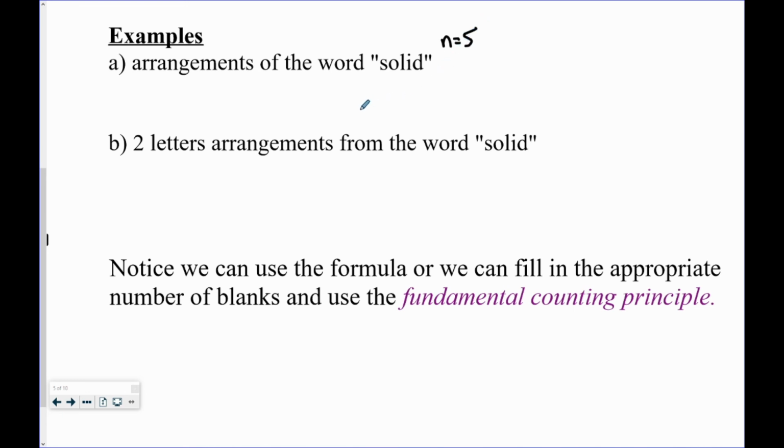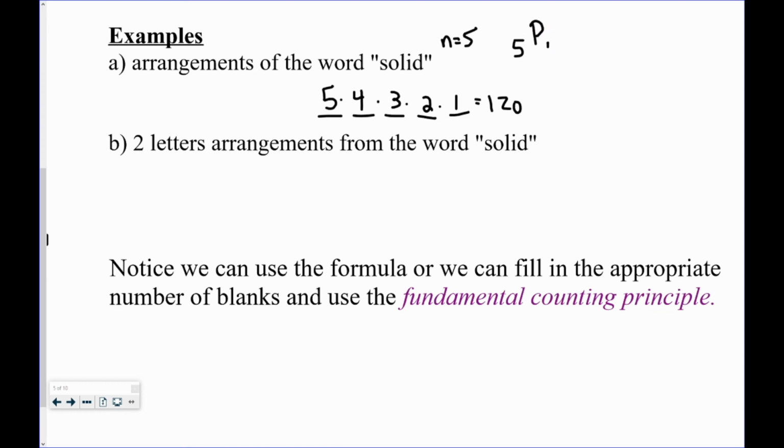Okay, now I'm actually not a huge fan of using permutations. I like doing it this way. So here's my 5-letter word, and I say I got 5 options here, then I got 4, then I got 3, then I got 2, then I got 1. So there's 120 ways.